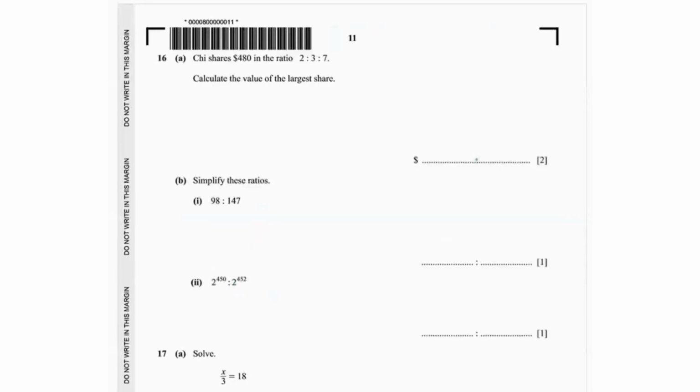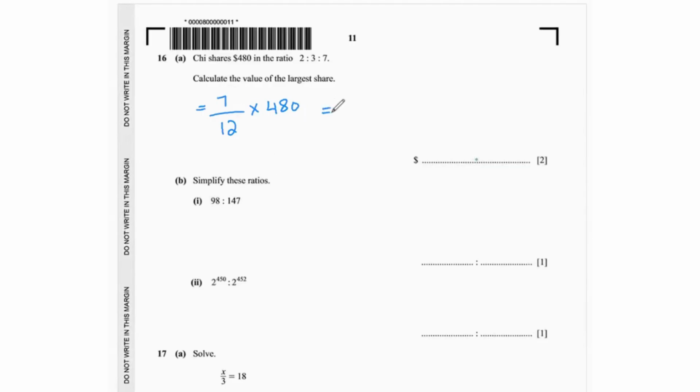Question 16 says, she shares $480 in the ratio 2:3:7. Calculate the value of the largest share. So largest share is going to be 7/12 times 480. When you're trying to find something's share from a ratio, you make a fraction where the numerator is the value that represents that thing in the ratio, which is 7, because that's the largest share. And the denominator is the sum of the values in the ratio. So 2 plus 3 plus 7 is 12. And 7/12 of the total sum gives us the largest share.